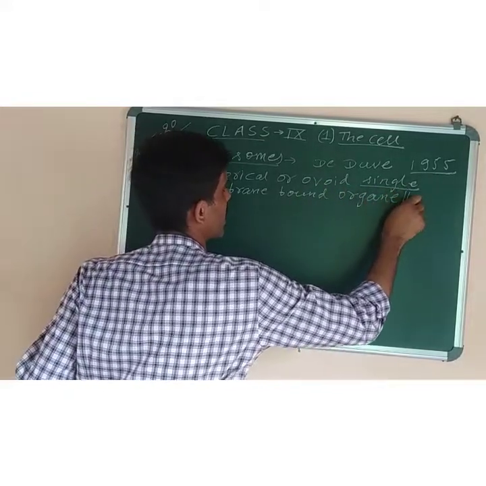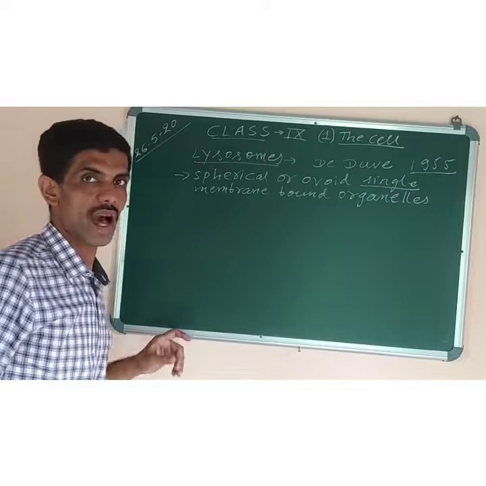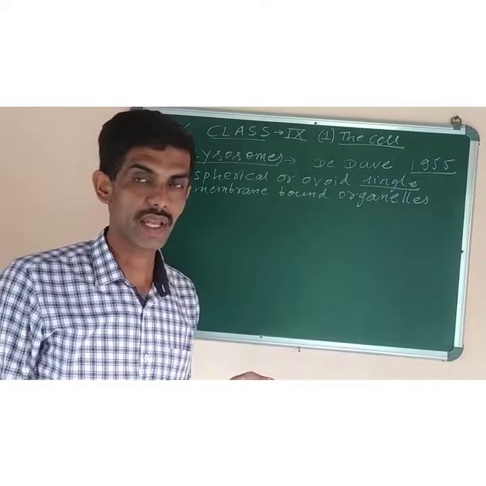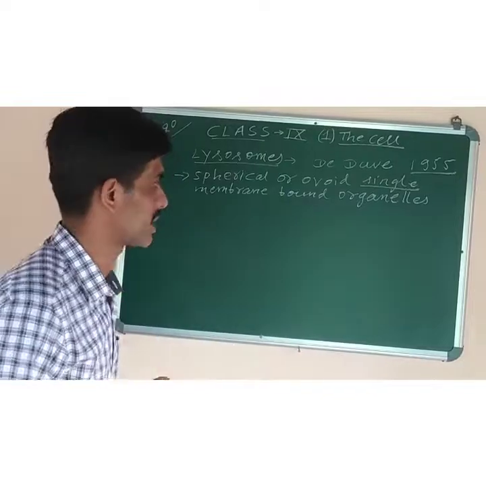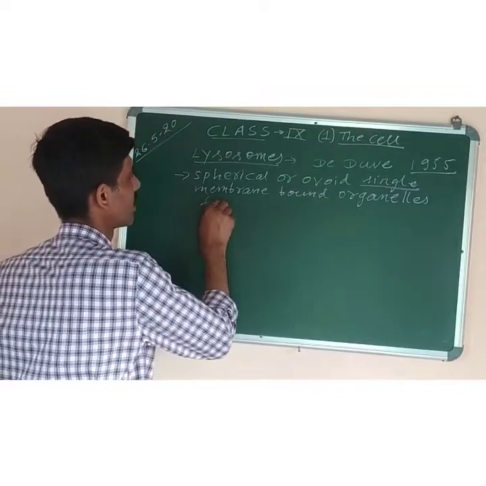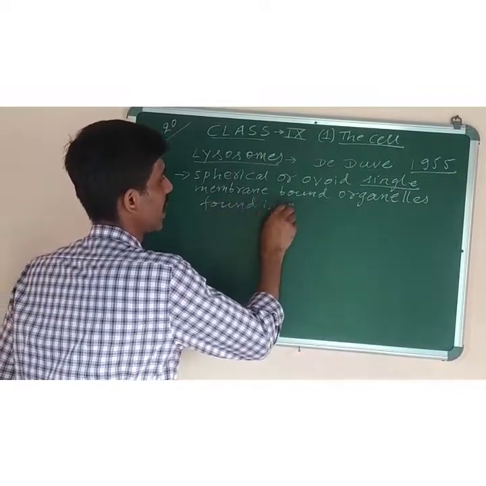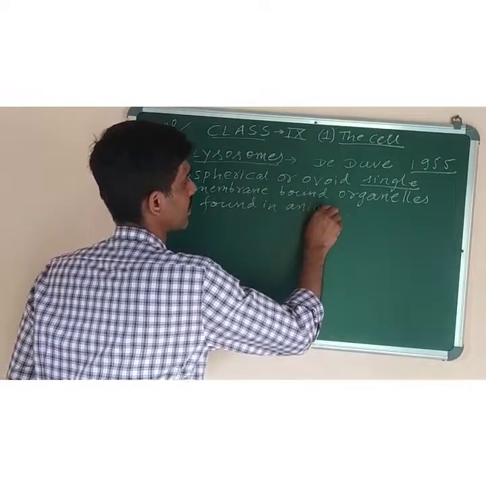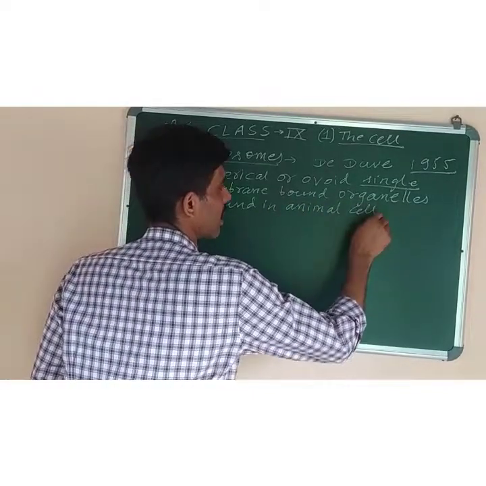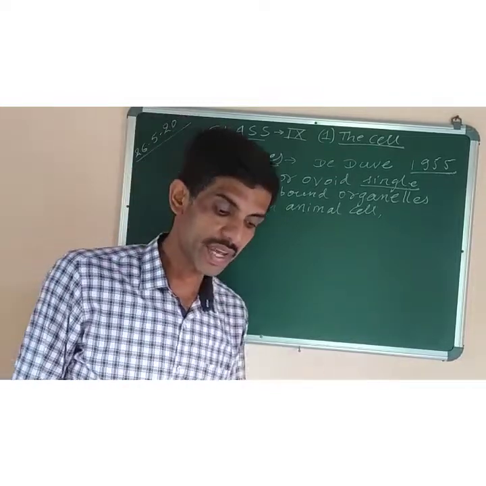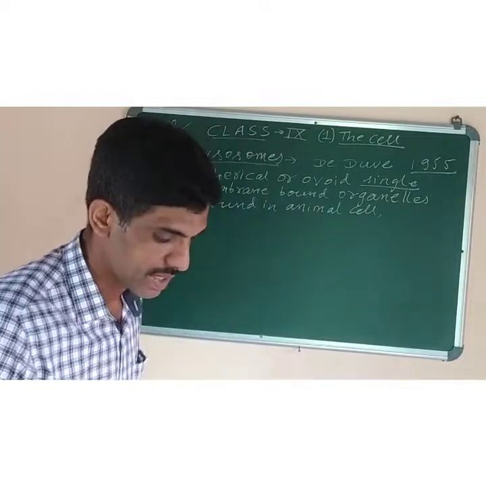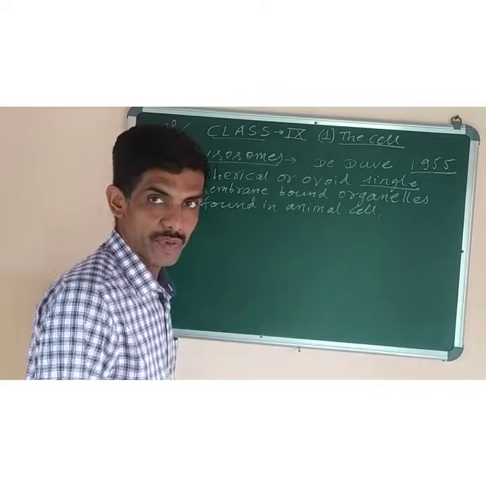Where are these organelles present? These organelles are found in plant cell or animal cell? They are present in animal cell. They are not found in plant cell. Okay? They are found in animal cells. They are absent in plant cell. It is found in animals, but it is absent in plants. It is a cytoplasmic organelle.